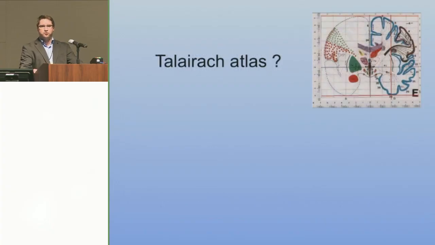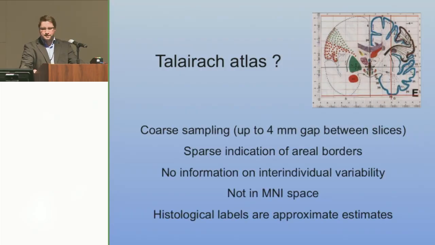Now, the most common solution to that problem is to use the Talairach atlas. Now, the problem with that solution is twofold. One, from the purely technical perspective, it's a fairly coarse sampling. There's very sparse indication of areal borders. There's no information on interindividual variability, and it's not in MNI space, which is a space that most of your neuroimaging data is in. Now, these are all technical problems and can be argued that they may be overcome.